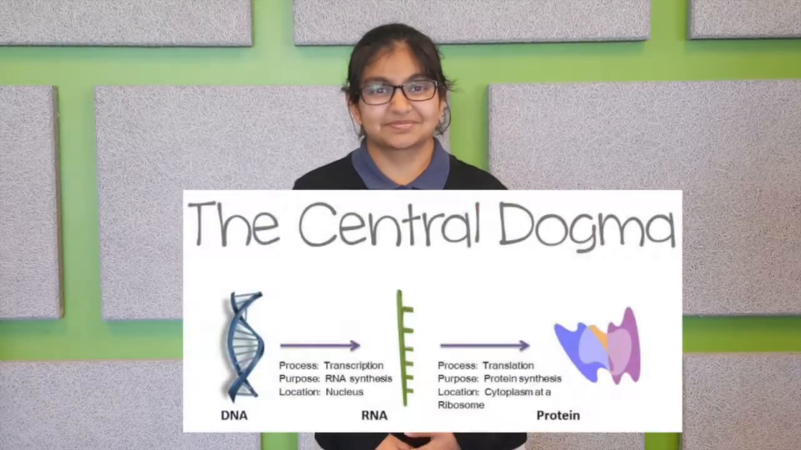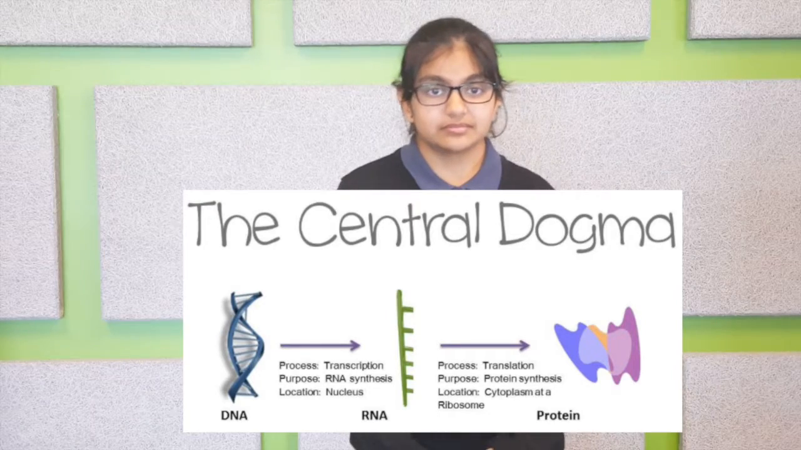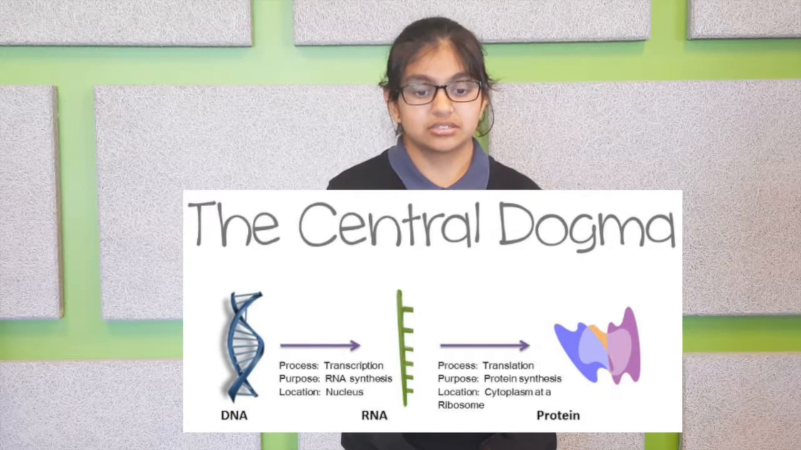So, there is a certain order in which information flows within a biological system. DNA makes RNA, and RNA makes proteins. We talked about how the replication part works, but what exactly are transcription and translation?